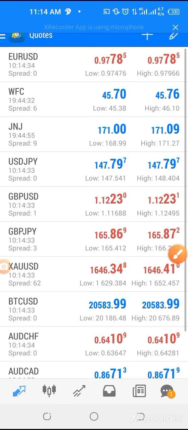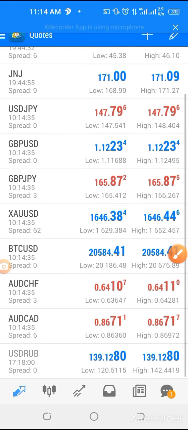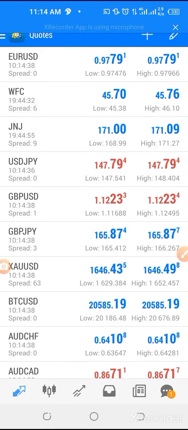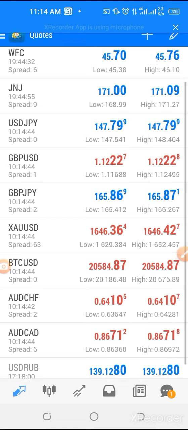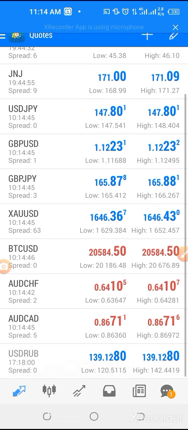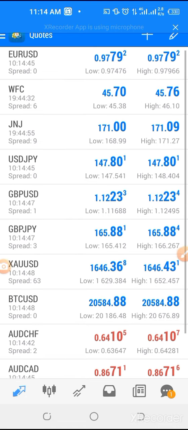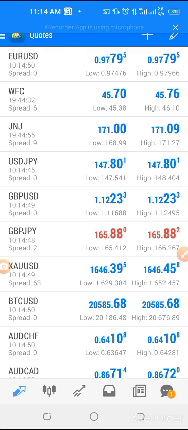So if we click in this place, this is where we find our various quotes. In other words, our various trade instruments. This is where you find the various currency pairs, the various commodities, the various stocks that you want to execute in the financial market, where you want to take your trade position.